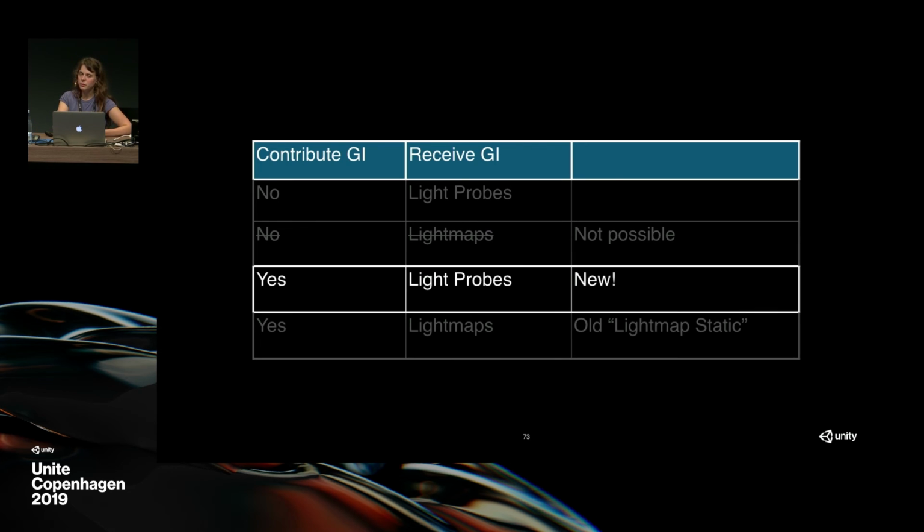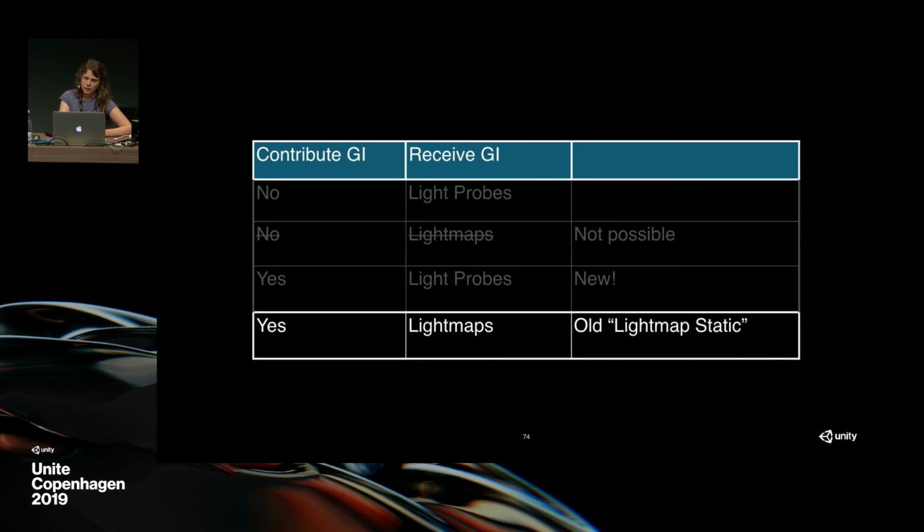And we really recommend to use light probes a lot more because it speeds up the bake. And if you have very tiny objects, for example, you don't need to put them in the light maps, which just increases the bake time. So try and use probes a lot more. And then we have the last option, which is just basic old Lightmap static.